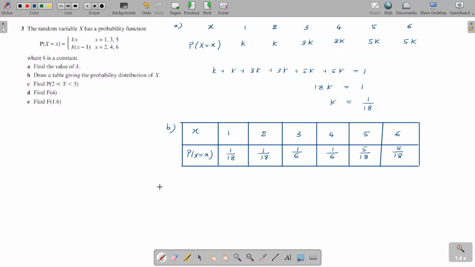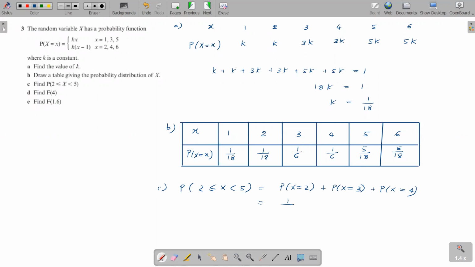Part C, find the probability X is greater than or equal to 2 and less than 5. So what probabilities do we require here? Greater than or equal to 2 means you need X equals 2, X equals 3, X equals 4. Do we take X equals 5? You can see X is less than 5. Therefore, we do not go for 5.